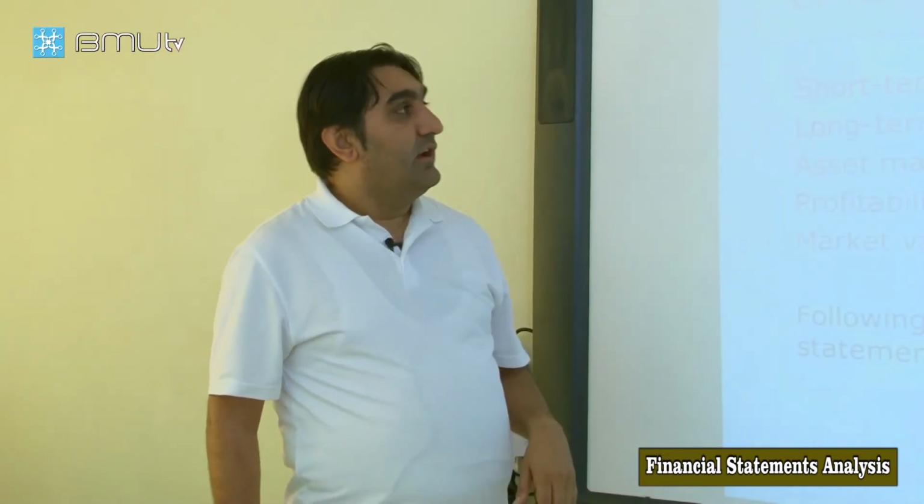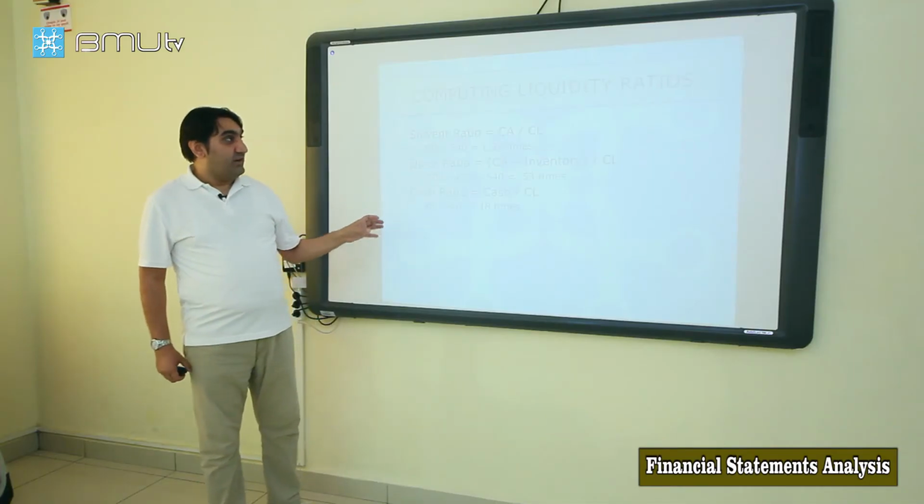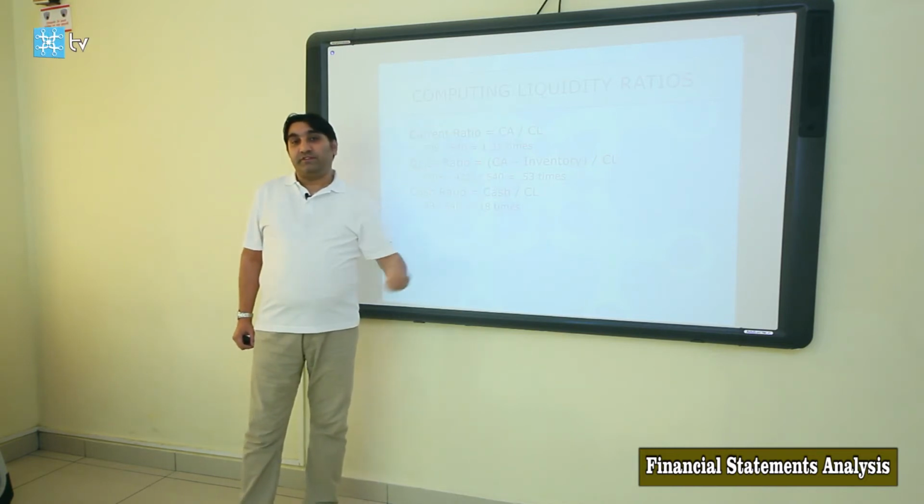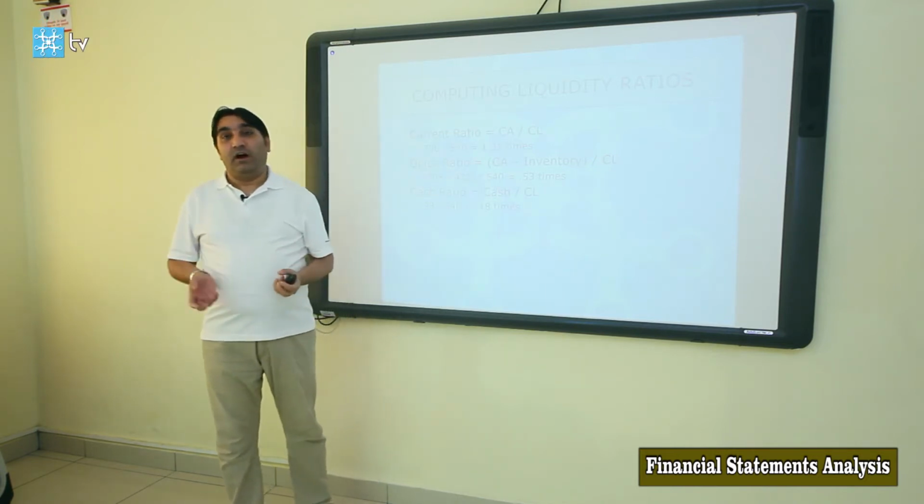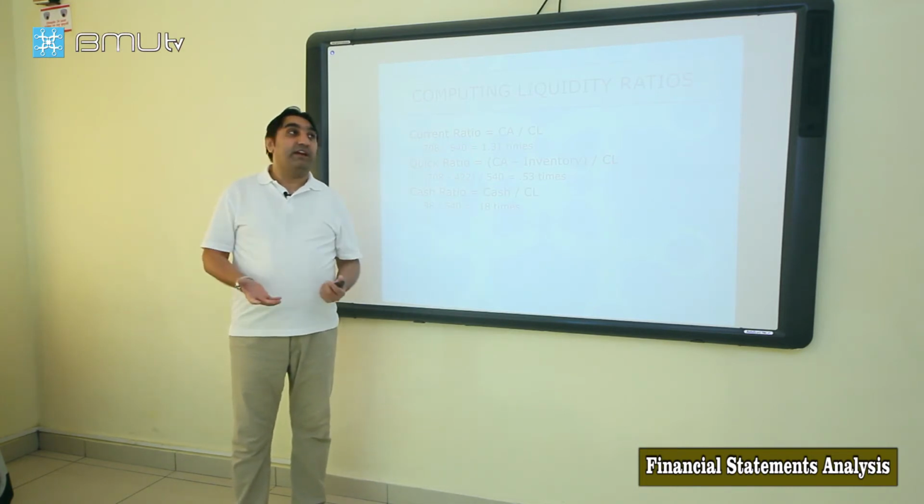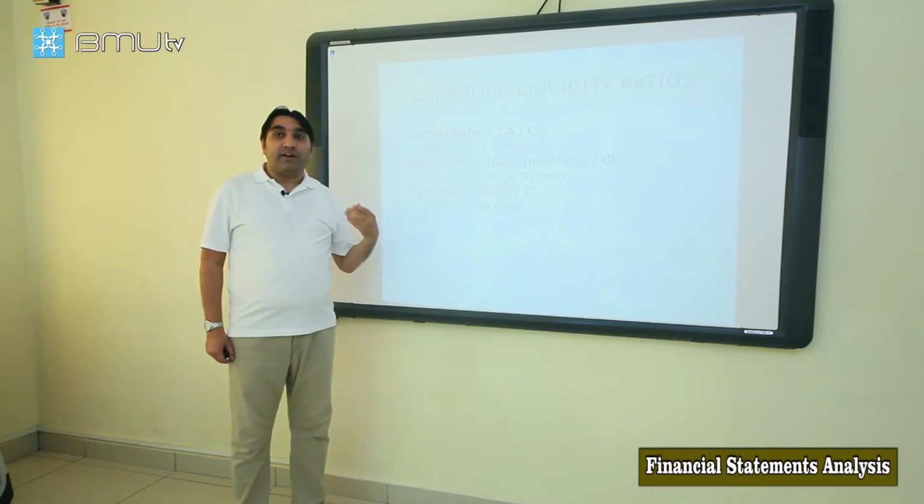We start with liquidity ratios, short-term solvency ratios. As its name suggests, through these ratios we try to measure the liquidity of a company, how able it is to pay its short-term obligations. The first one, and the most famous one, is the current ratio. That is calculated as current assets divided by current liabilities. It shows us how well our current assets are able to cover our current liabilities.